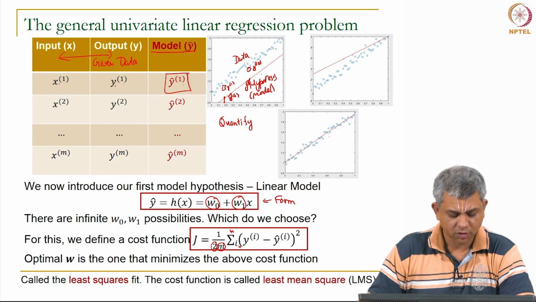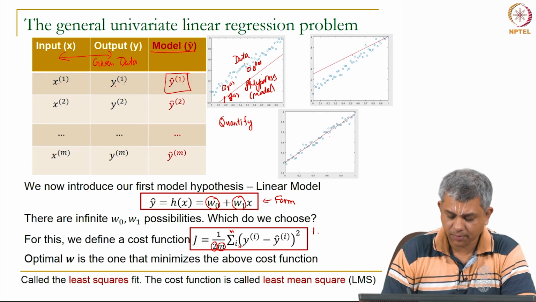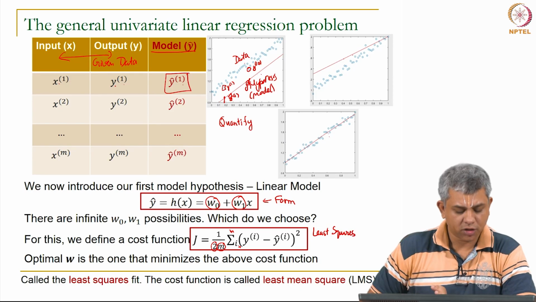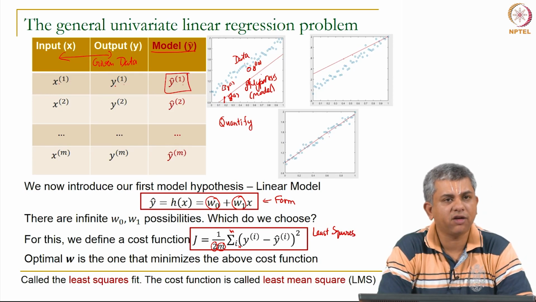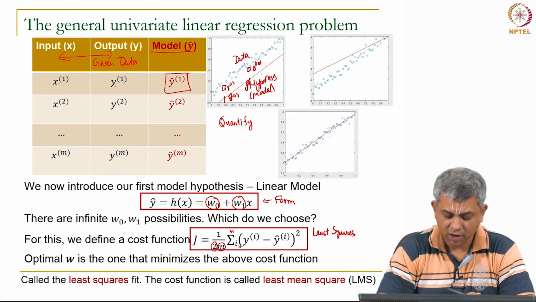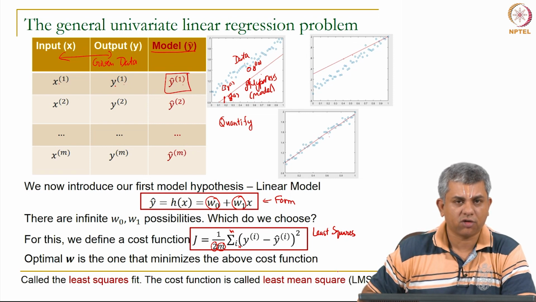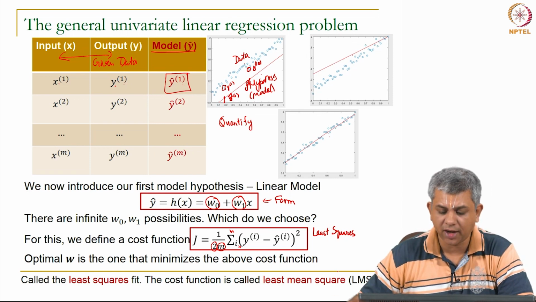This fit is called the least squares fit. The W's that we get at the end of the process will be called the least square coefficients. And this cost function is sometimes called the least mean square cost function or the mean square cost function, sometimes called LMS.